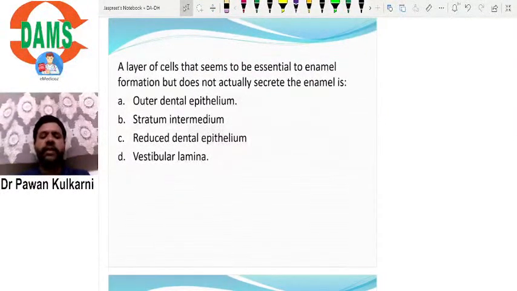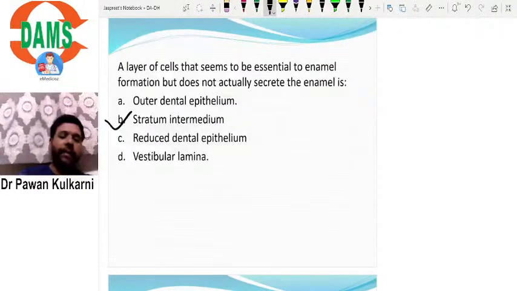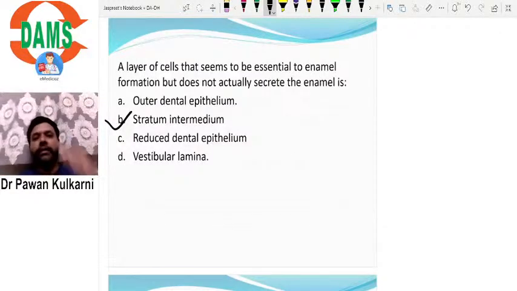A layer of cells that seems to be essential to enamel formation but does not actually secrete the enamel. Same thing they can ask you other way. Which layer is responsible for enamel formation but does not actually secrete? They just help: it is stratum intermedium. Actually, which layer secretes? Inner enamel epithelial cells. Inner enamel epithelial cells will become ameloblasts and hence they will produce enamel. But the stratum intermedium is the one which helps this inner enamel epithelial cell to secrete the enamel.